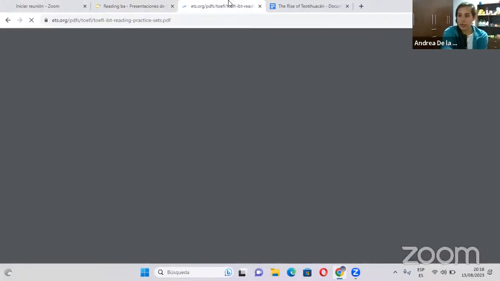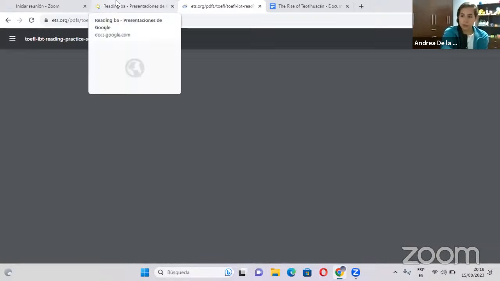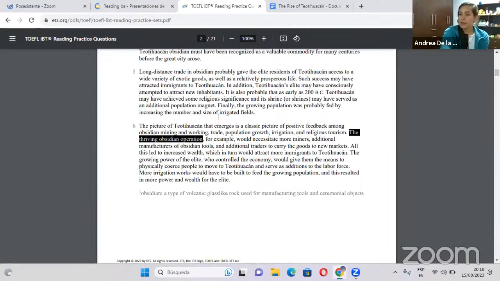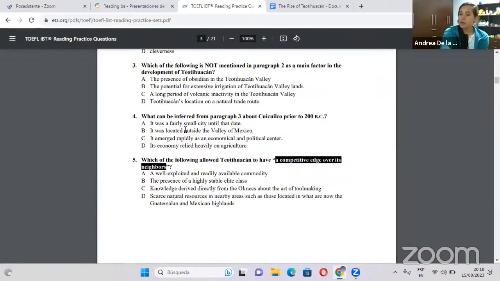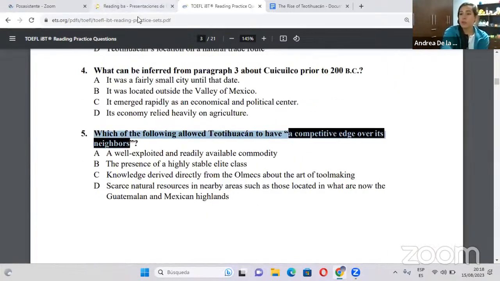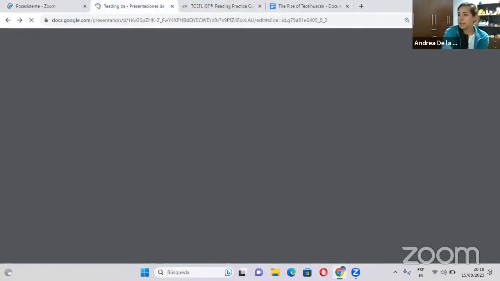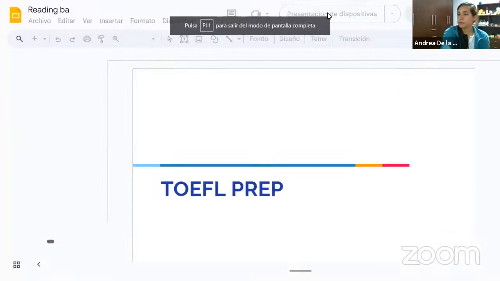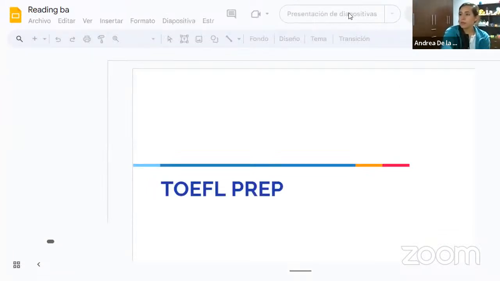So now let's start answering the questions. We're gonna take a look at the different question types. And we're gonna start looking at detailed questions, which are very common, very frequent. So we're gonna start by answering question 5, which is the first detailed question that we get in this set. So let's see. Take a look at question 5.